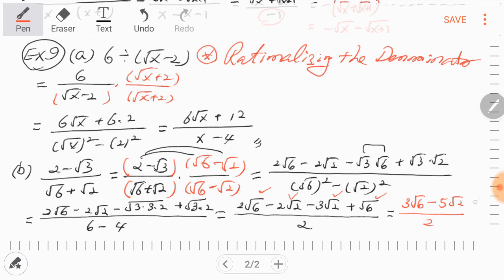Okay, wait a second. Look at the denominator. Square root of 2 squared is 2, right? Not 4, it's got to be 2. Sorry about this. So 6 minus 2 is 4, so the denominator is 4.